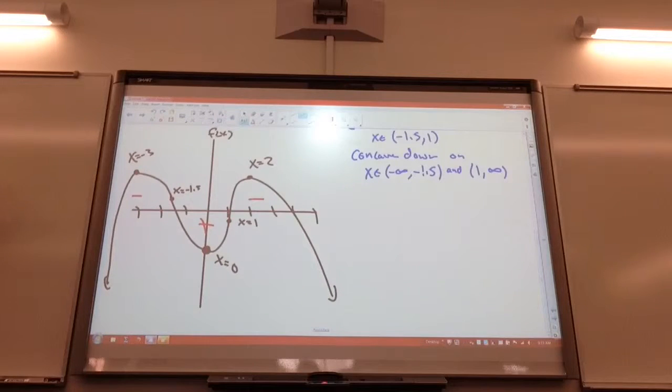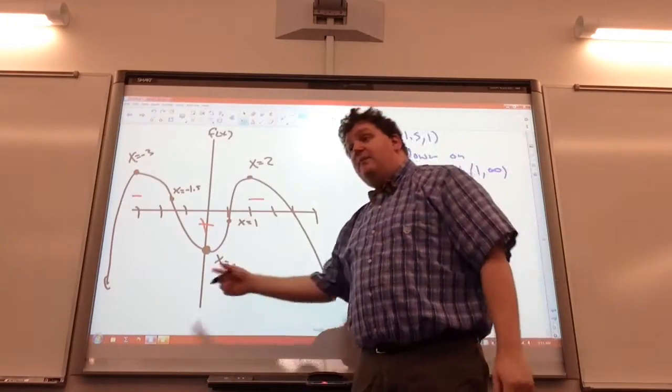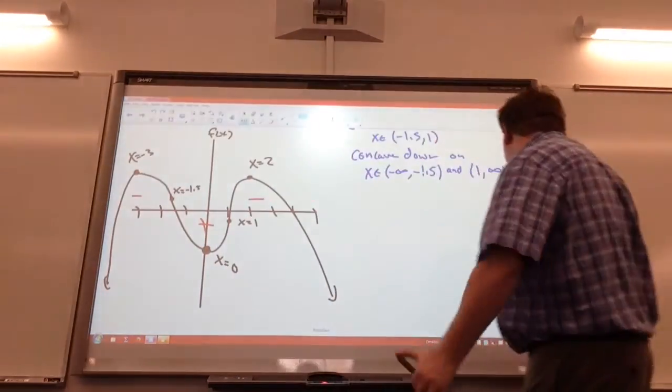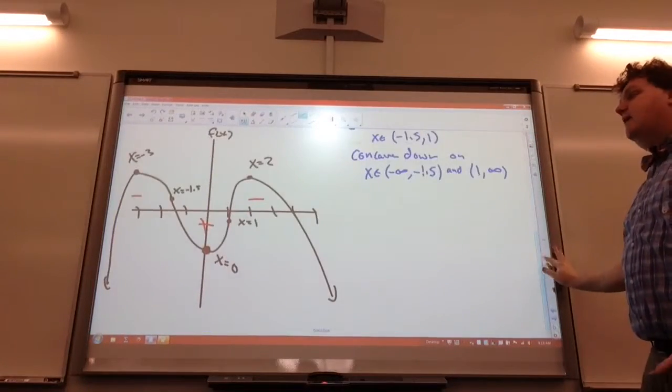It doesn't necessarily have to be there. It could be close to 2, it could be down by 0. But the original graph I gave you had that point at x equals 1, and so that's why I put it there.